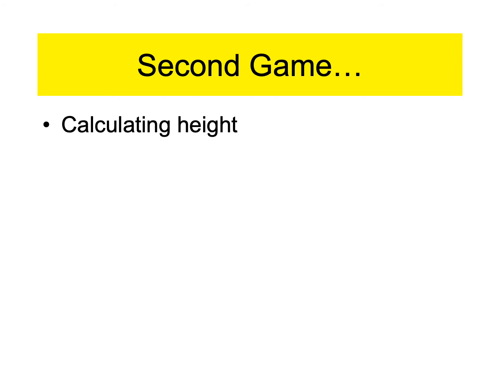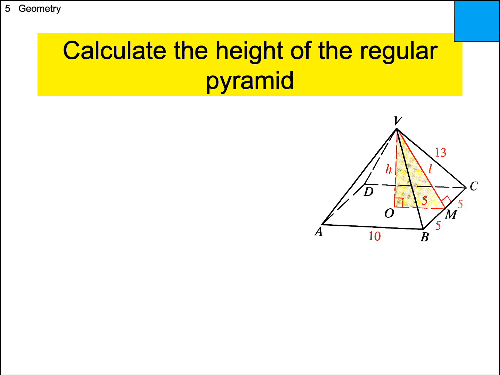I'm going to go back to that first pyramid. This is that first pyramid. Now I want to calculate the height of this pyramid. If you're given the side of the base and the lateral edge, this is a two-step process. The first step: see that yellow triangle there? You have to calculate the slant height.